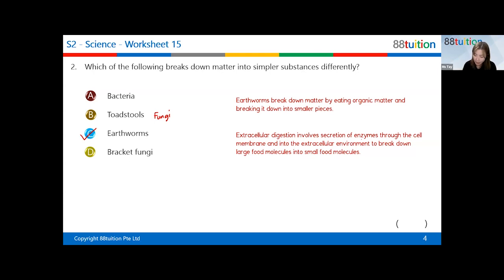But for the enzymes as well as bacteria, they actually carry out external digestion. So they will give out certain kinds of enzymes, right? These enzymes will then act on the food or the matter and break it down. After that, the bacteria and the fungi will then absorb the nutrients. So that's how they get their food. But earthworms actually consume it and then pass it out. So that's the difference. Therefore, answer is actually the earthworms.